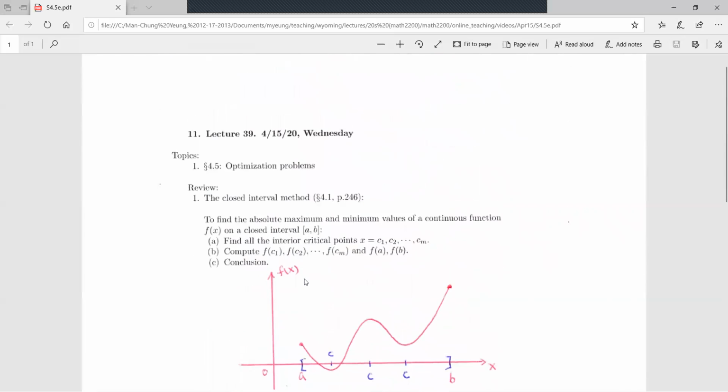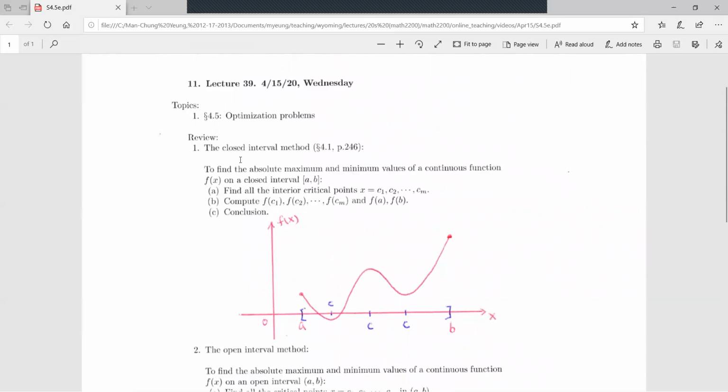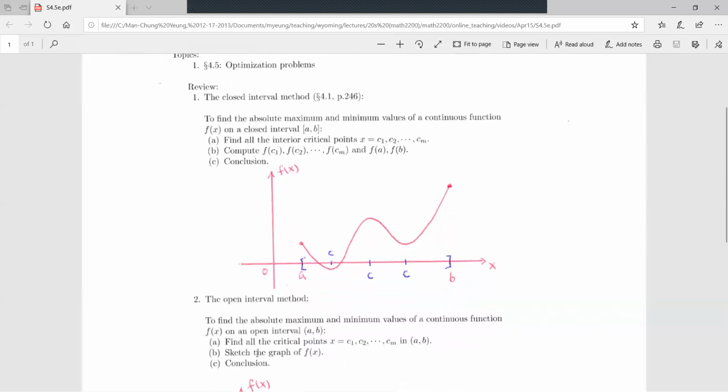Why for the closed interval, we don't need to sketch the graph of the function? Because when a curve is on a closed interval, it must have maximum, have minimum. We don't need to sketch its graph to see whether or not the function has maximum or minimum.